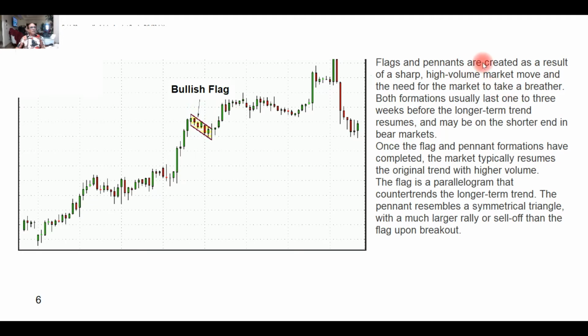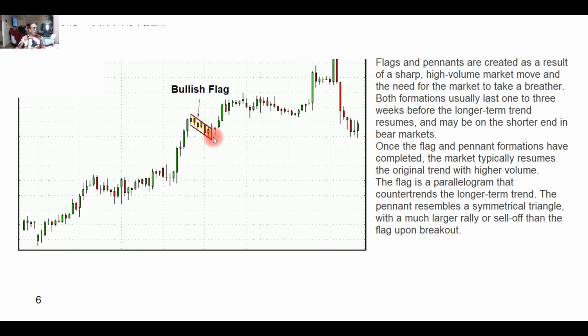So flags and pennants are created by the result of a sharp, high volume market move, whether it's up or down. So we went up for several weeks and months this way, and now we need a rest. And this is where the resting is taking place. Now, both formations usually last 1 to 3 weeks. So we can have from 1 week, this is 1, 2, 3, 4, 5, 6, 7. So this is a daily, it will have been about a week, but it also can last 3 weeks.